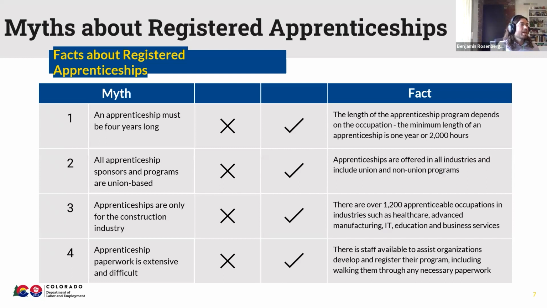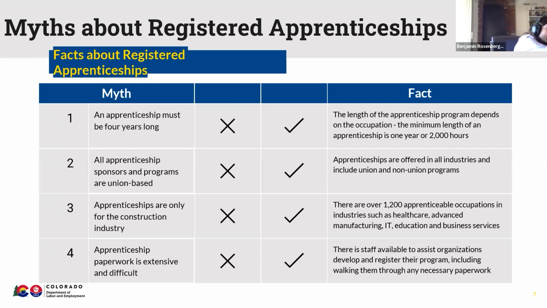So the first one that you might often hear when you start talking about apprenticeships is that apprenticeships must be 4 years long. They are a very long, extensive training program. That is not true at all. With traditional trades, such as plumbing and electricians, those programs typically are 3 to 4 years long because there's a lot of training that goes into adding electricity to a building and making sure it doesn't catch on fire or people don't get electrocuted. So it takes a while for those.